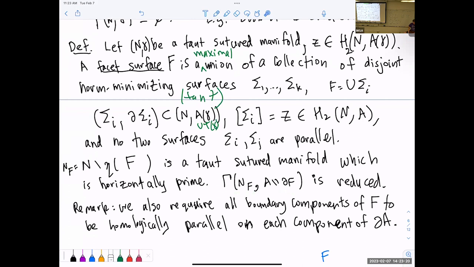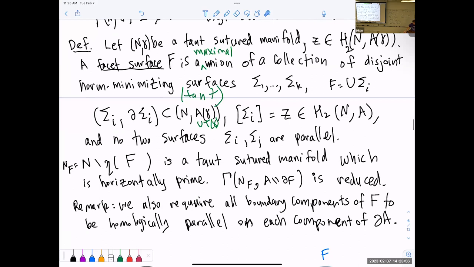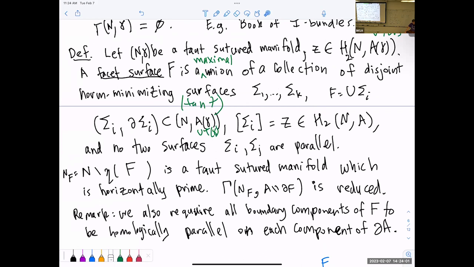Just another remark. I've been a little careless about some hypotheses here, but I want all the boundary components of F to be homologically parallel on each component of A. If you had two components which are homologically anti-parallel, then you can tube them together by an annulus and get a surface with the same Euler characteristic, but which has fewer boundary components. So you can always arrange for surfaces of the sort. Weren't you already assuming that these were taut? Oh yeah, maybe that's part of it. Anyways, I was just remarking that these surfaces will have that property that they're.